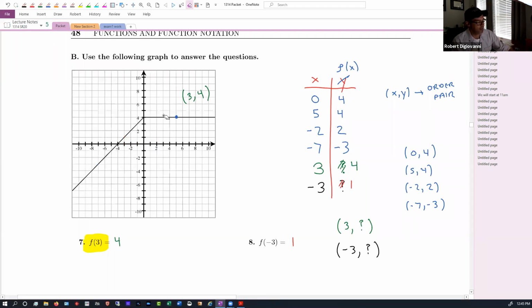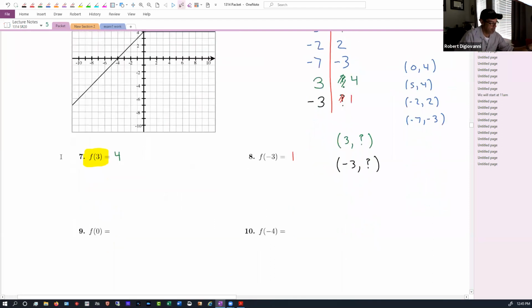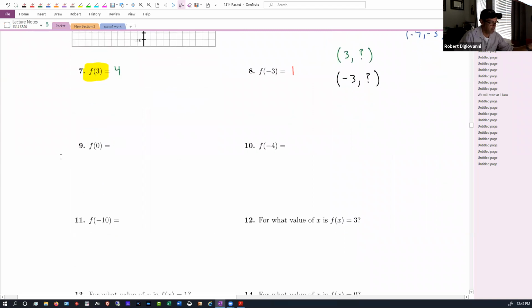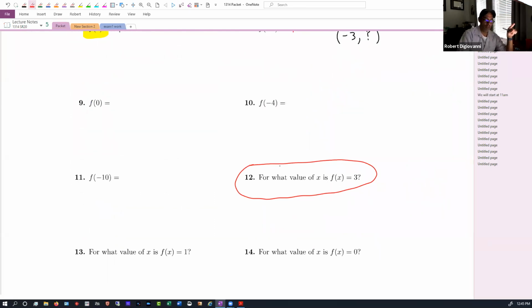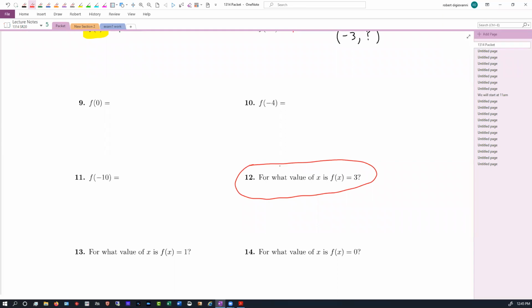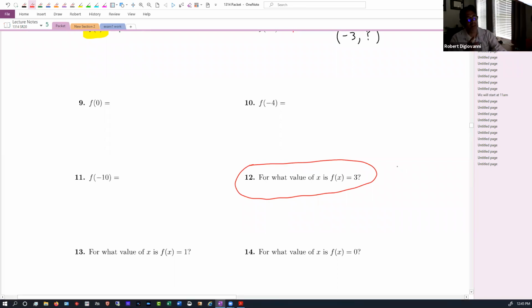Let me get rid of all this. How about the next question? You know what? I think you can do the rest. How about number 12? For what value of X is f of X equal to 3? So is this asking you to plug 3 in? No, it's not. It's giving you the output now, right? It's saying, look, the output is 3. What's the input that gives you that?